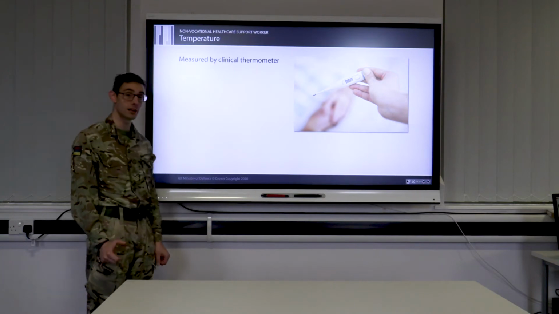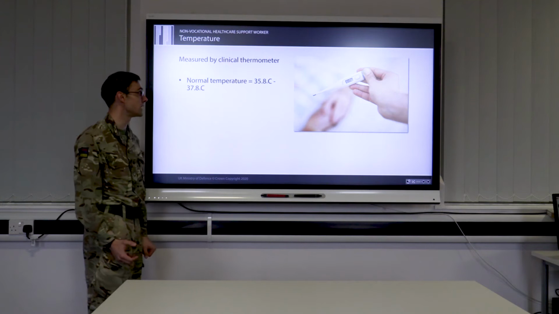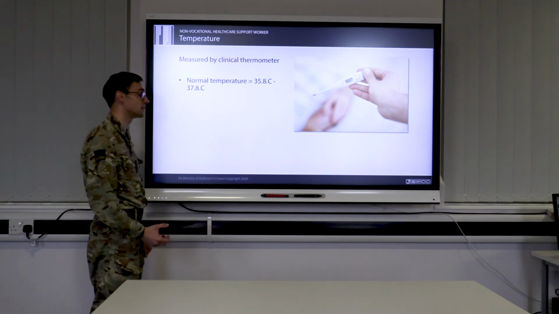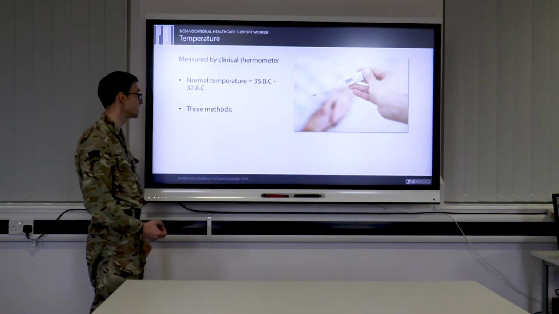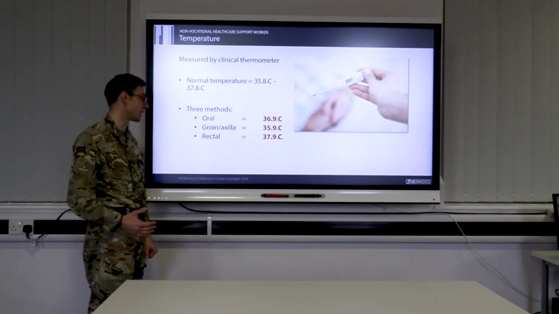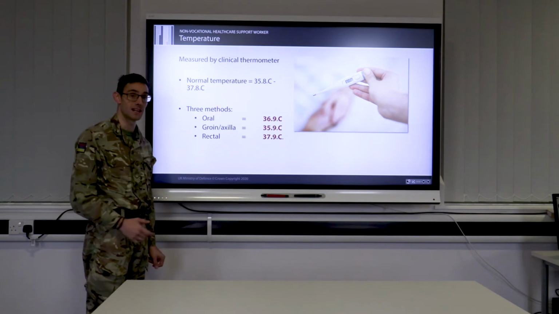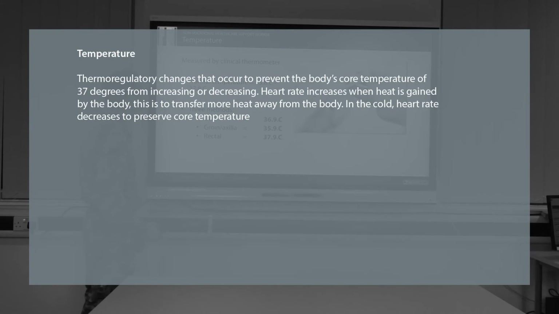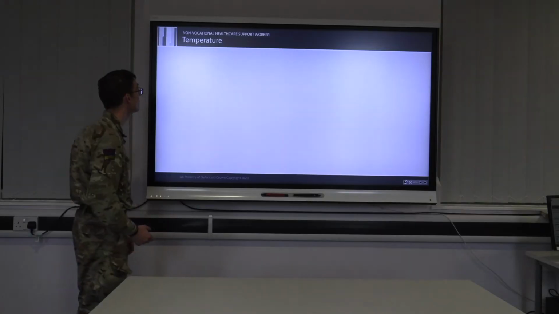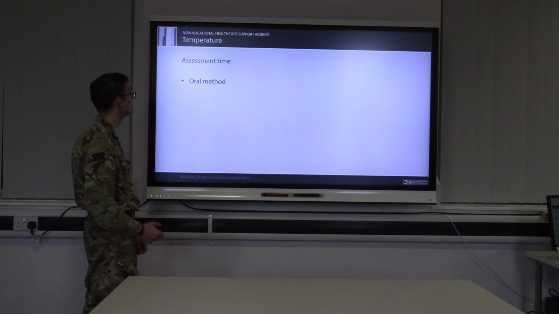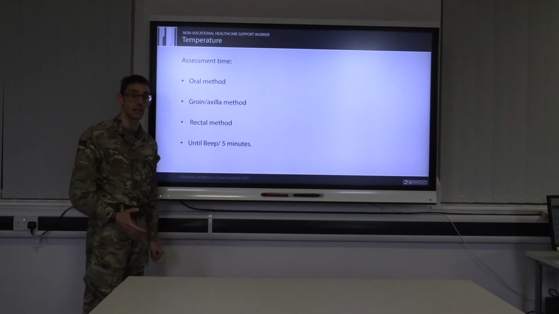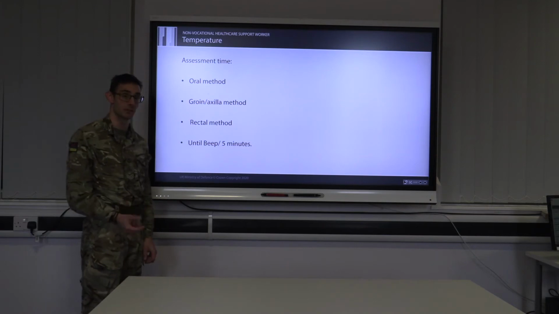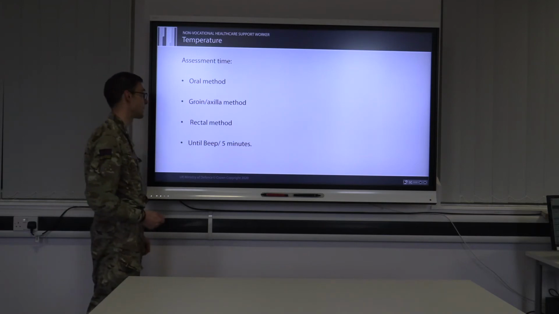Temperature is measured by a clinical thermometer. The normal bodily temperature range is anywhere between 35.8 and 37.8 degrees Celsius. There are three methods: oral, groin or axilla, and rectal. The temperatures in red are the average temperatures you would expect from those areas. Whichever area you take a temperature from, you should always take it until the thermometer beeps or 5 minutes has elapsed.